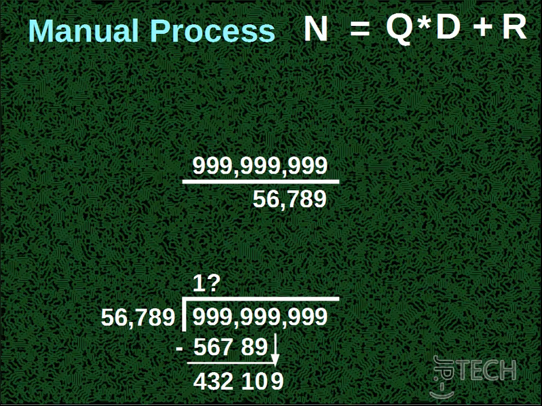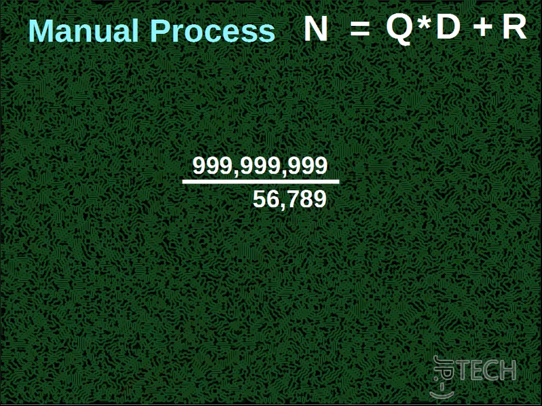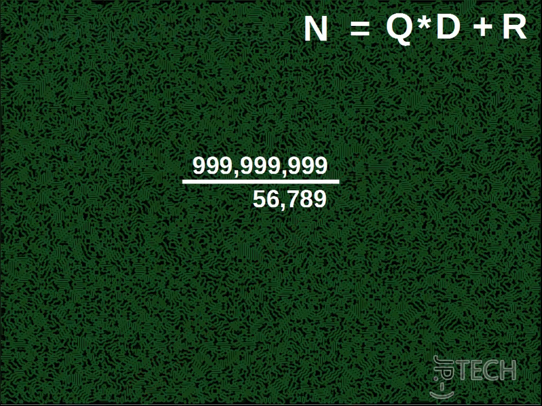We have to take another guess, but now we have a problem. We have 56,789. We have to guess how many times that goes into 432,109. Is it 7 times or 8 times? We're not sure. That's the problem with this process. It's very difficult for a computer to follow this process. So let's look at an algorithm instead.